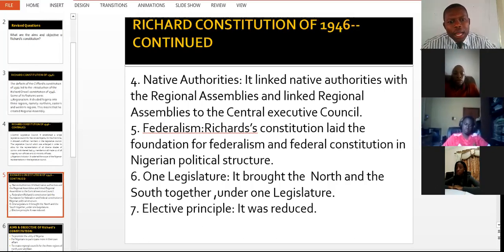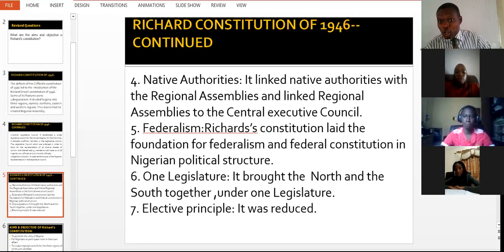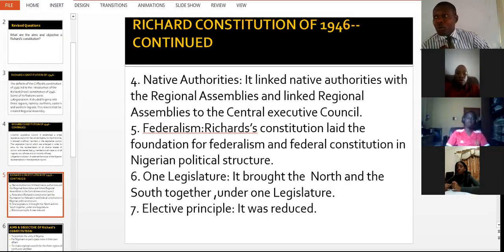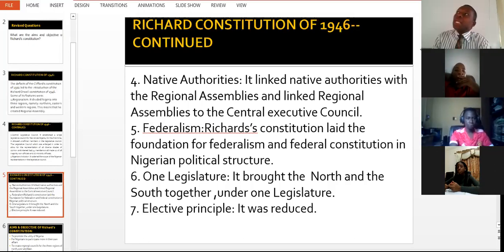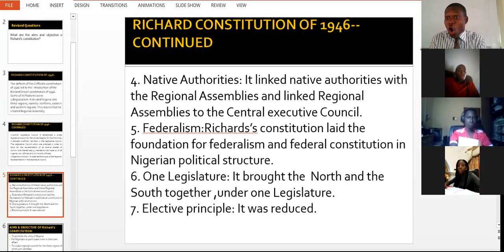All right, the elective principle. Clifford too had the elective principle, and Richards also has it, but there's a difference. In the elective principle of Clifford, elections were only allowed in Lagos and Calabar. These two cities, so you can imagine. The electorate were given the power to exercise their franchise. But do you know the constraint? For any Nigerian to vote for a member in the legislature, you must earn up to 100 pounds per annum, or have property equal to 100 pounds. So that was the condition.